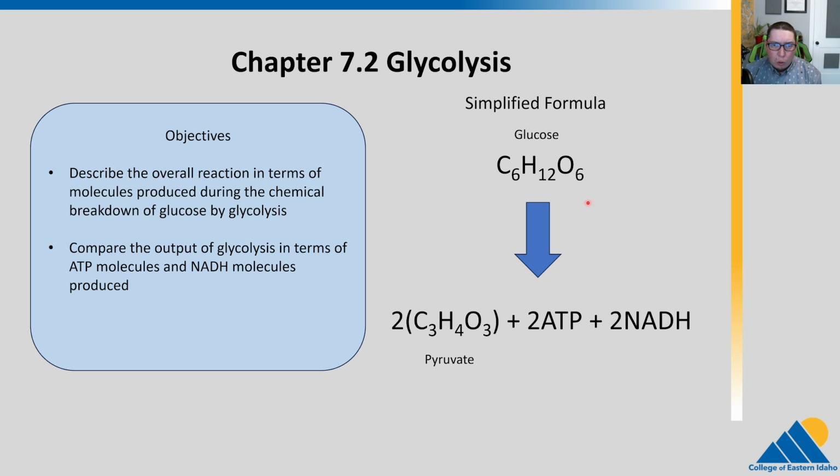We start with glucose, and through glycolysis, we're going to end up with 2 molecules that have 3 carbons. So I think my math checks out: 2 times 3 equals 6. So if we take a 6 carbon thing and break it in half, we get 2 3 carbon things. I think that makes sense. That's called pyruvate. We will generate 2 ATP in the process and 2 NADH.